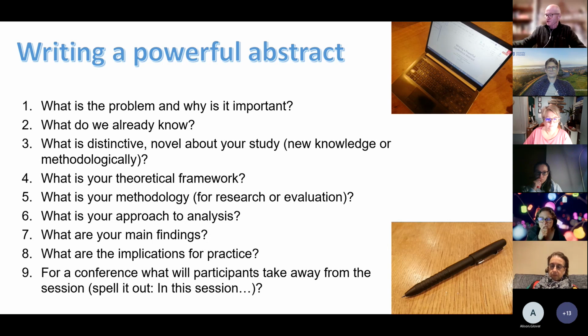If it's a research paper, I suppose there's more of an emphasis on contribution to knowledge. What new knowledge is your study offering? Whereas if it's evaluation of practice, it is about contribution to knowledge, but it can be much more practical knowledge than, say, theoretical or empirical.